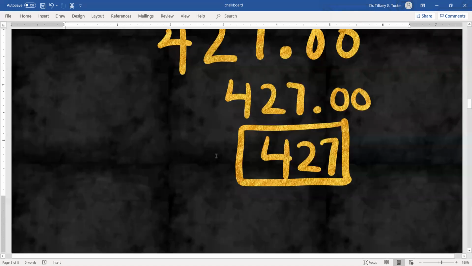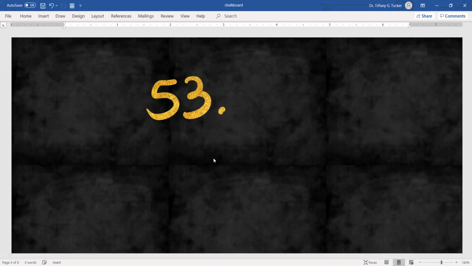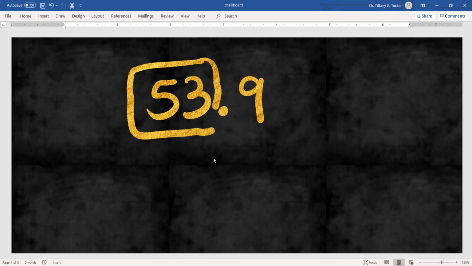The only other thing I want to show you is sometimes they will say not round to the nearest hundredth or round to the nearest thousandth. They'll say round to the nearest whole number. And all that means is if I have, say, 53.9, round to the nearest whole number. We know everything to the left of the decimal point is your whole number. Everything to the right of the decimal point is part of a whole.